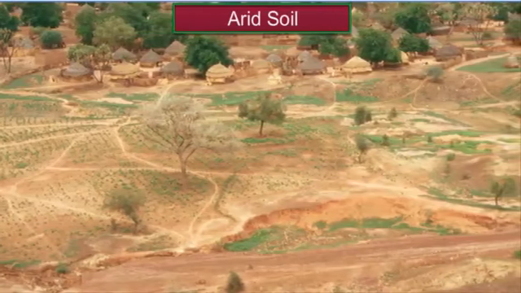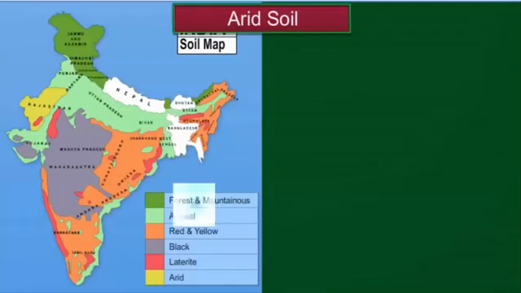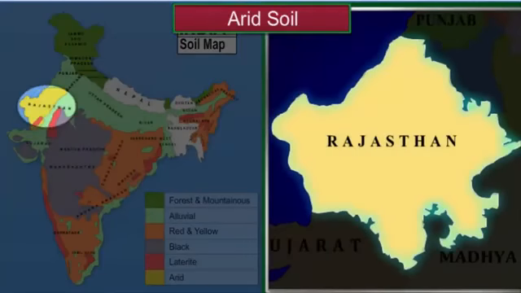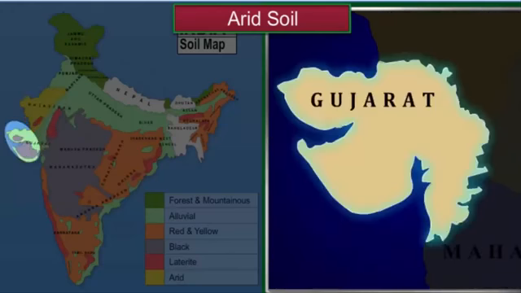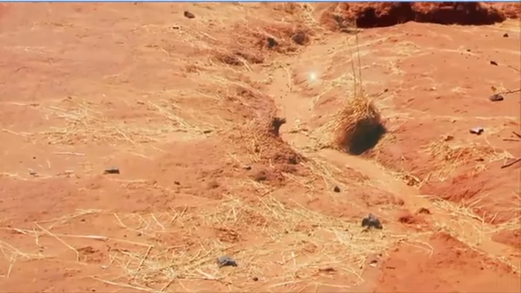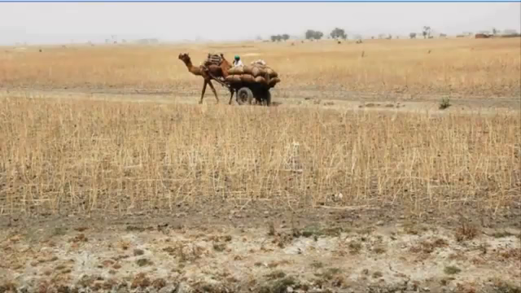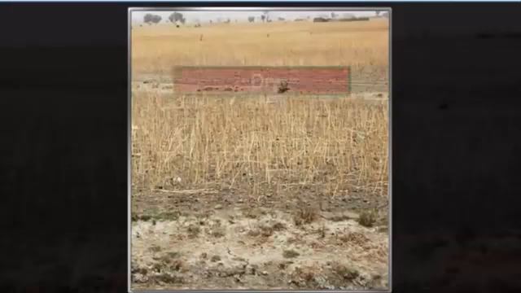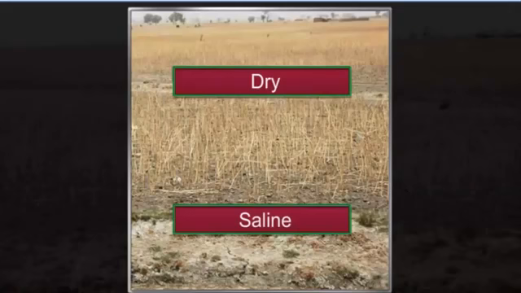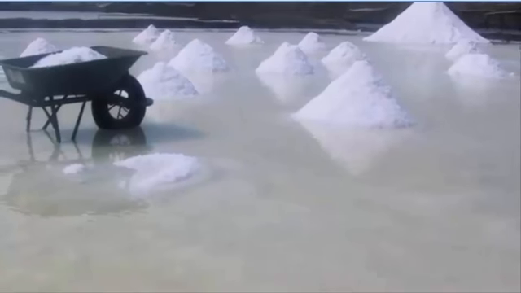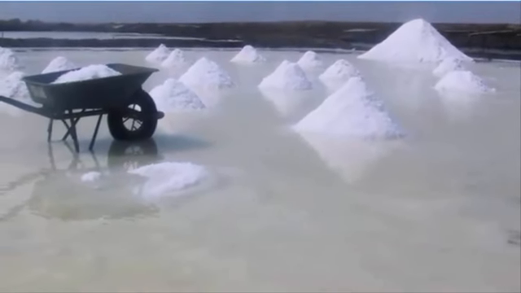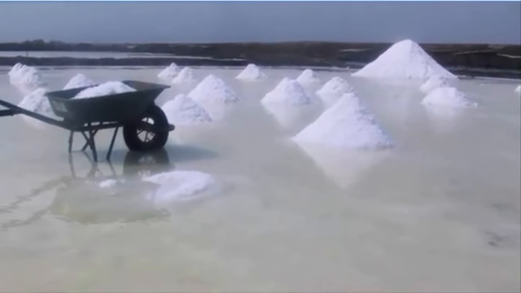Arid means dry. True to its name, arid soil is found in western Rajasthan and parts of Kutch region in Gujarat that receive very little rainfall. It is reddish-brown in color and has a sandy texture. Due to high temperatures and dry climate, arid soil is low in moisture and organic content and has high salt content. The salt content is so high that common salt is obtained by mere evaporation of the water.